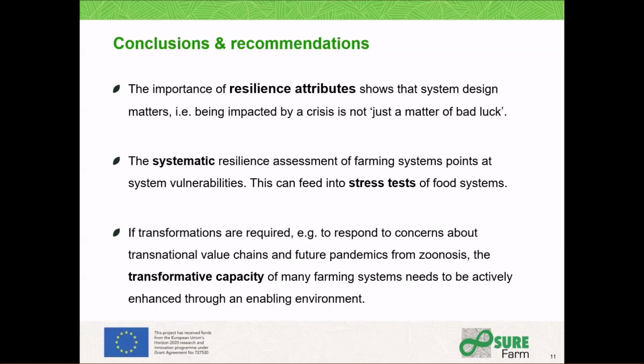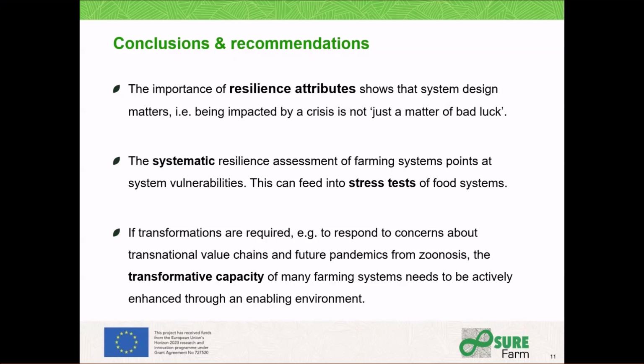We also realized that these systematic resilience assessments that we did point at system vulnerabilities, and it really points at system vulnerabilities because that was also seen in the corona crisis. And so this knowledge can directly feed into stress tests of farming systems, food systems.